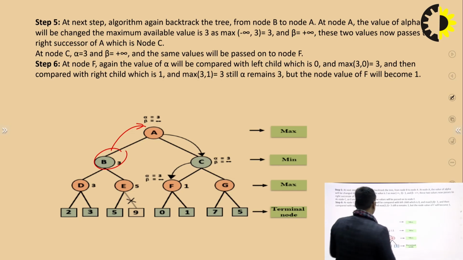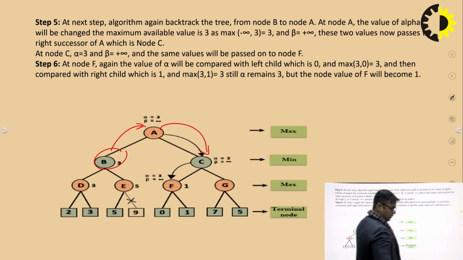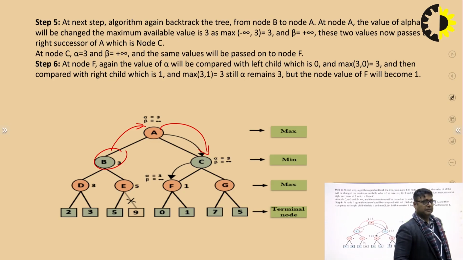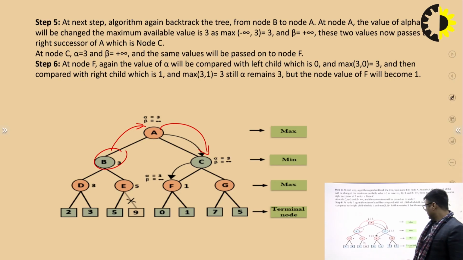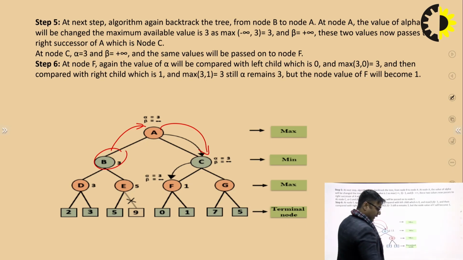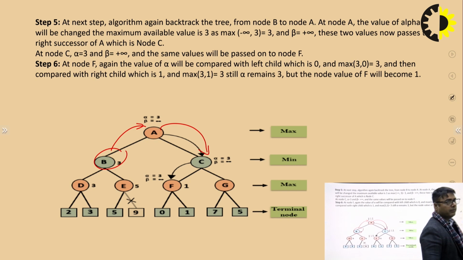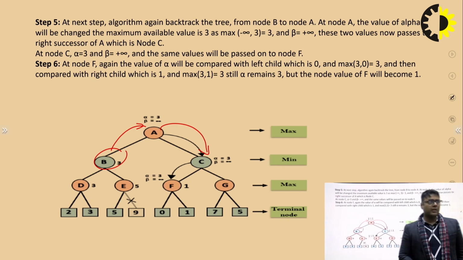That means we move on in this position. In this position alpha value is 3 and beta value is infinity. According to the steps, I have to move on to node C, and at node C alpha is equal to 3 and beta is equal to infinity. Move on to step 6.